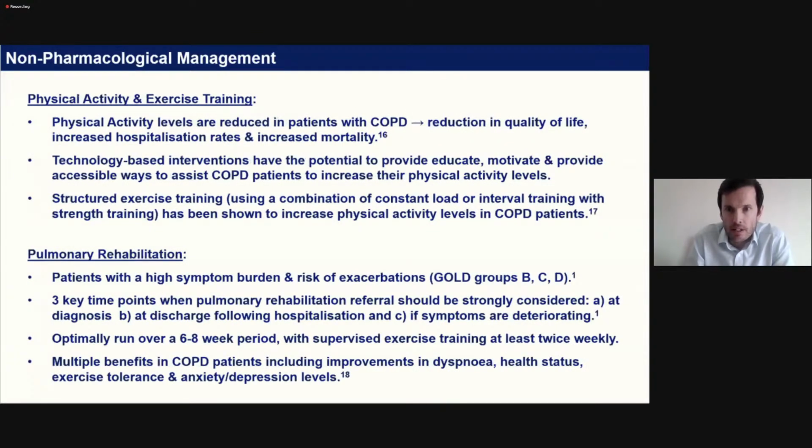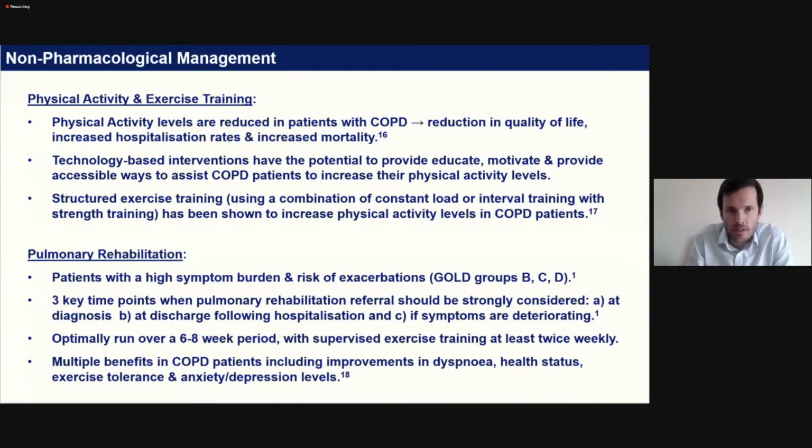Physical activity levels are reduced in patients with COPD, and this is associated with a reduction in quality of life, increased hospitalization rates, and increased mortality. Technology-based interventions have the potential to provide education and to motivate and provide accessible ways to assist COPD patients to increase their physical activity levels. The ongoing pandemic has shone a light on this area, and further research is required to establish the most suitable interventions.